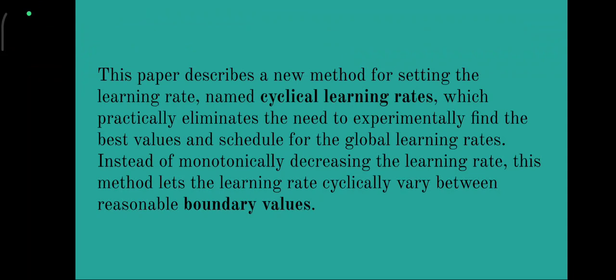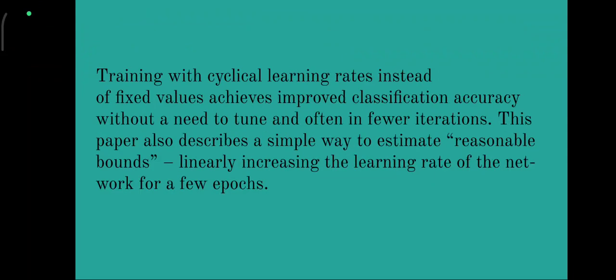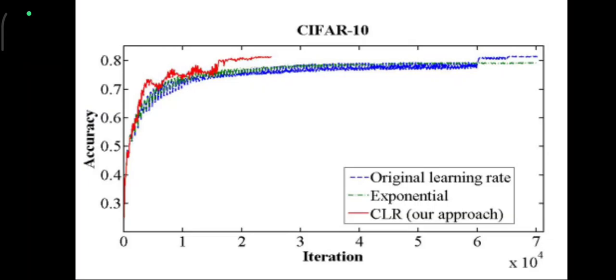Instead of monotonically decreasing the learning rate, this method lets the learning rate cyclically vary between reasonable boundary values. Training with cyclical learning rates instead of fixed values achieves improved classification accuracy without a need to tune and often in fewer iterations. This paper also describes a simple way to estimate reasonable bounds, linearly increasing the learning rate of the network for a few epochs. As you can see in this picture, the CLR method is way better in accuracy, and you could achieve your desired accuracy with fewer iterations.